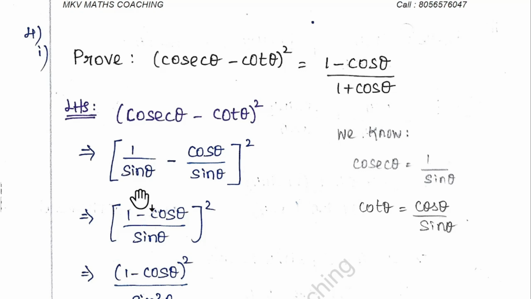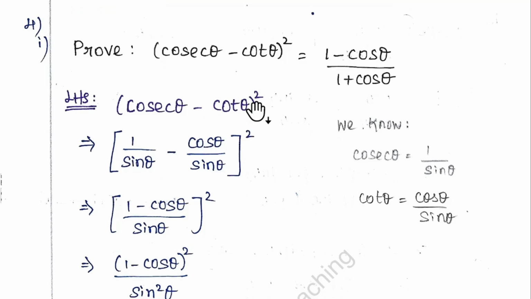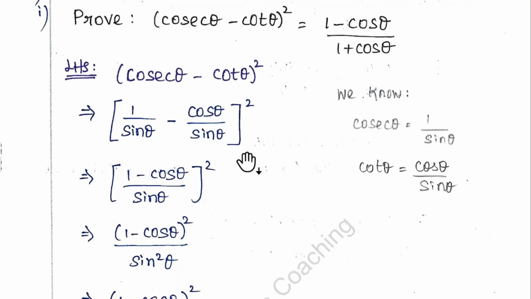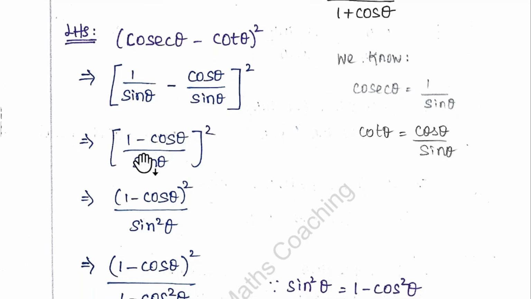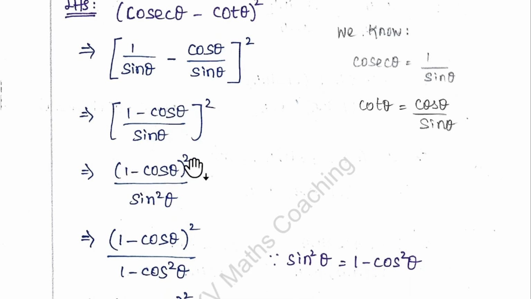So cosecant theta can be written as 1 by sine theta. Cot theta can be written as cos by sine, right? The whole square is there, so I am writing the whole square. So 1 minus cos theta by the whole denominator sine theta. Since both have denominator sine theta, I am writing the whole denominator as sine theta, and sending the square inside to the numerator as well as the denominator. (1 minus cos theta) the whole square by sine square theta.